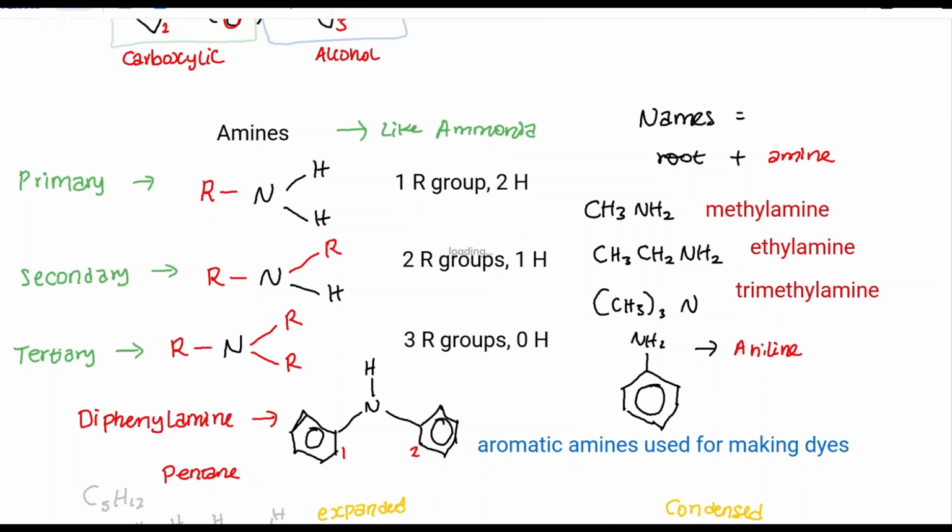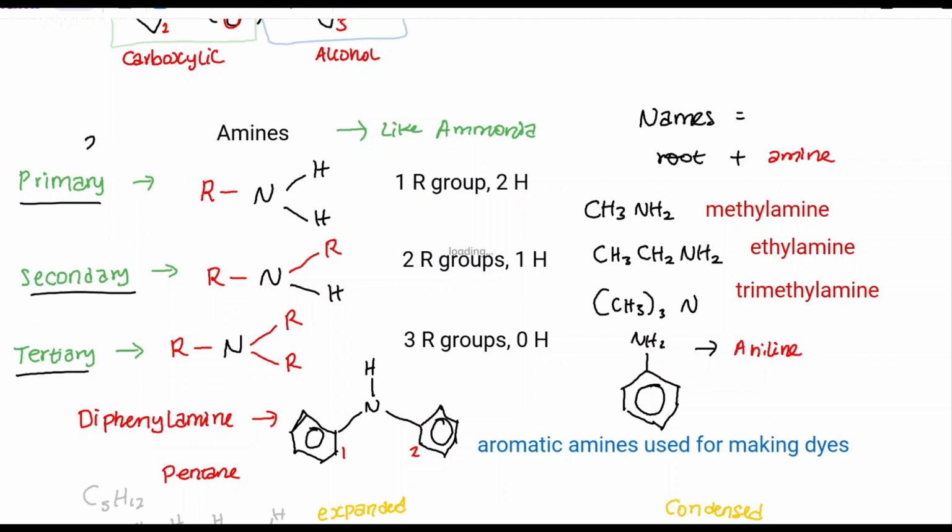And then amines are easier, following the same classifications as alcohol. If it's connected to 1 R, then it's primary, connected to 2 R's secondary, 3 R's tertiary, and it loses the H's.